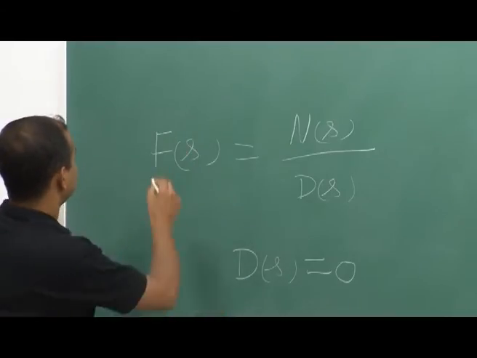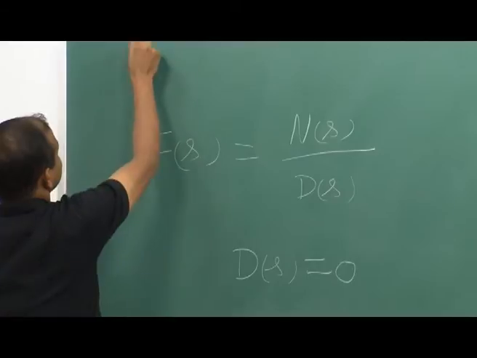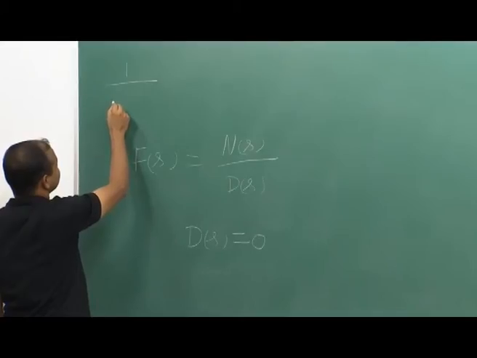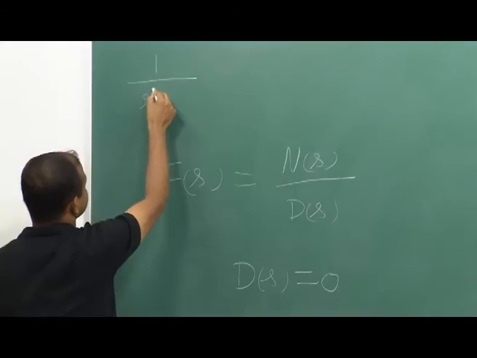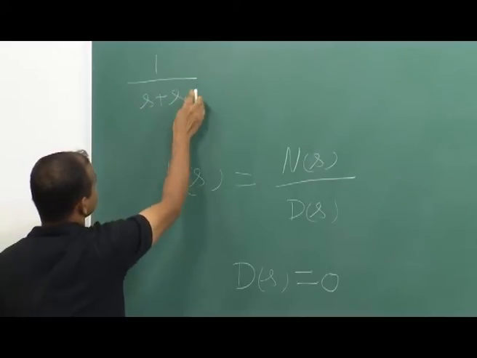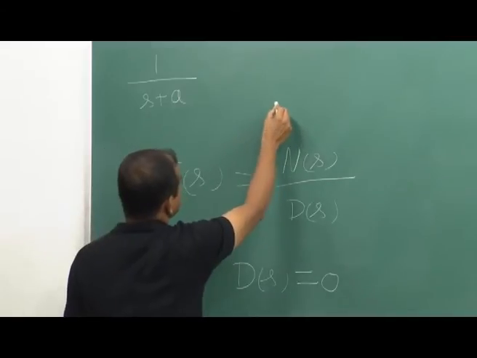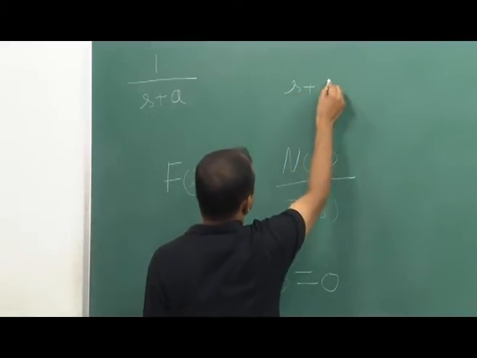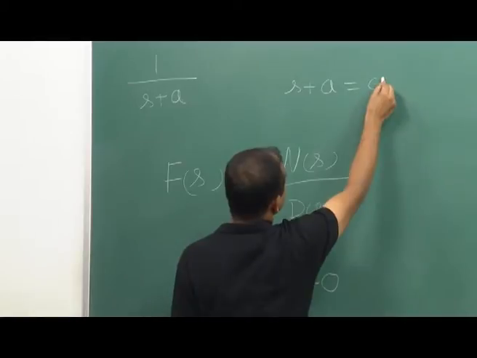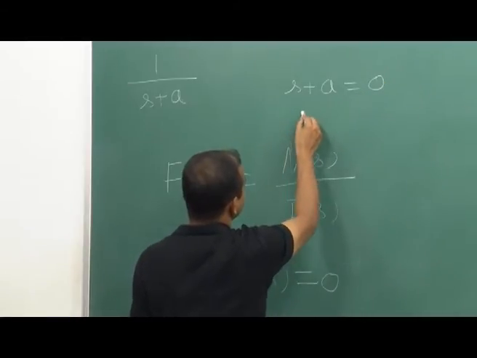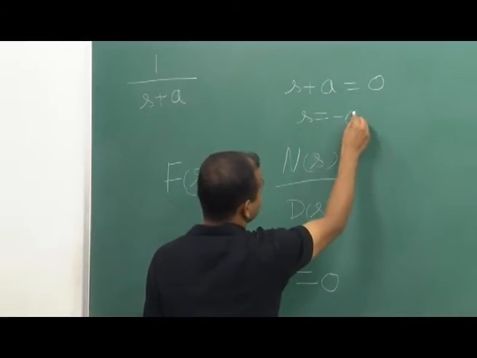Suppose I have a transfer function having a first order characteristic equation, 1/(s + a). In this case, my characteristic equation will be s + a = 0, and the pole will be s = -a.